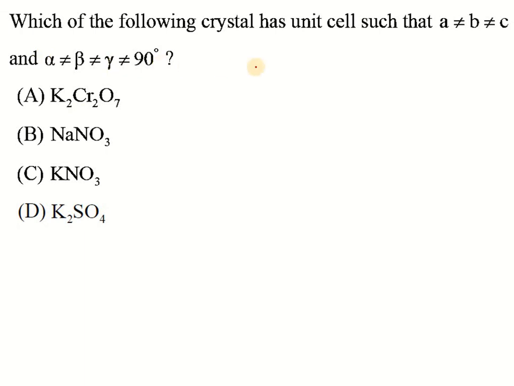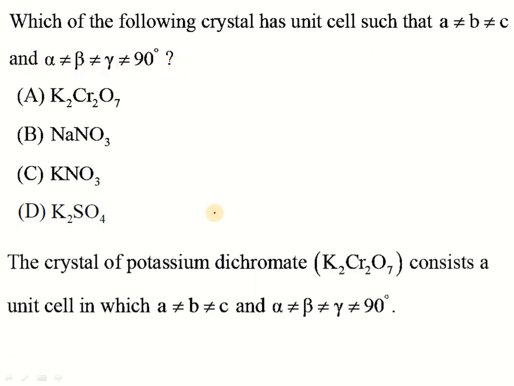Next question. Which of the following crystals has a unit cell such that a ≠ b ≠ c and alpha ≠ beta ≠ gamma ≠ 90°? Usually this is potassium dichromate, which has all these crystallographic parameters. So option A is the right answer.